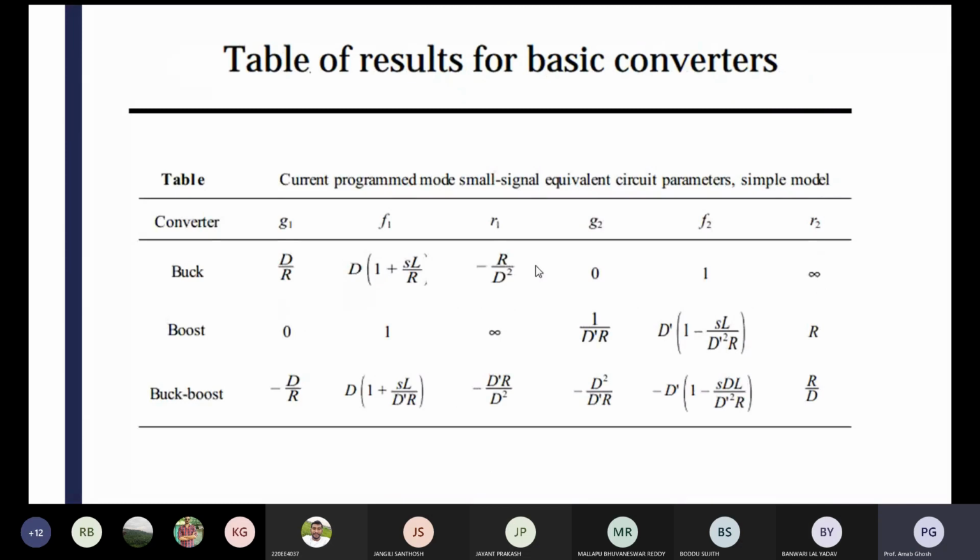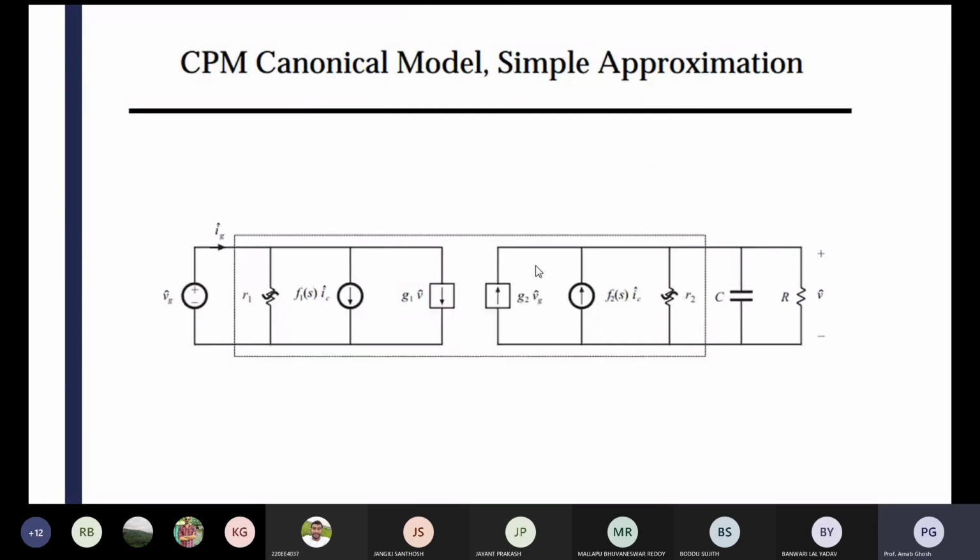Okay, so for the table, the basic converters are there: buck converter, boost converter, buck-boost converter. What will be that expression that I have given? Okay, so current programmed mode, small signal equivalent circuit parameters. Circuit parameters means V1, F1, R1, so all those parameters are there. Okay, so from the previous expression set, what is G1? It is your generalized structure. So that is your R1, F1, G1, G2, F2, and R2.